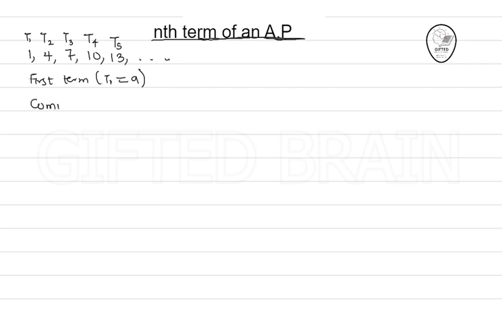The common difference is that number you keep adding, or that number you keep subtracting to get the next term. Actually, the common difference is given as T2 minus T1, or T3 minus T2, or T4 minus T3. This is telling you that a term minus the previous term will give you the common difference. And we represent it by a D. So when you see D, it means common difference.